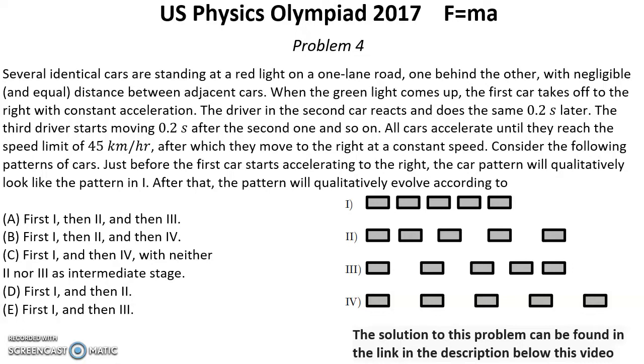Solution. Let's check the first and second cars. When the first car starts, the distance between the first car and the second car starts to increase, and this distance will keep increasing as long as the speed difference is increasing between the cars. This increase will stop only when the second car stops accelerating and reaches the speed of 45 km per hour.